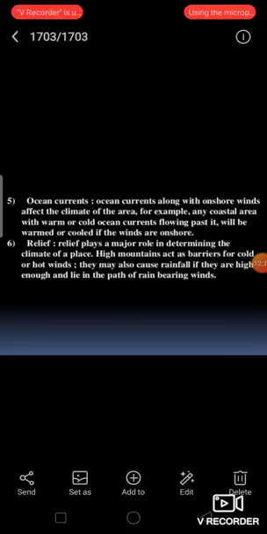For example, any coastal area with warm or cold currents flowing past it will be warmed or cooled if the winds are onshore. Relief plays a major role in determining the climate of a place. High mountains act as a barrier for cold or hot winds. They also cause rainfall if they are high enough and lie in the path of rain bearing winds.